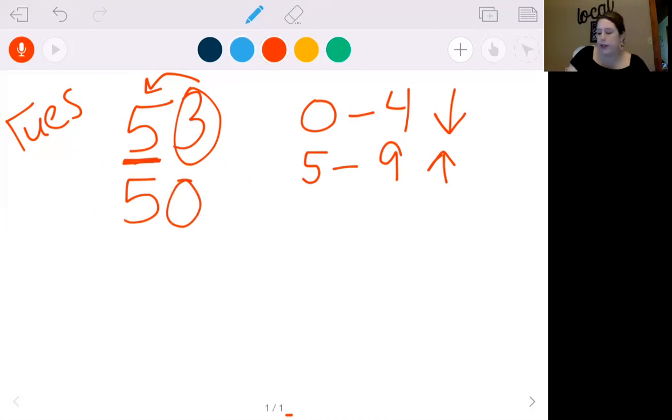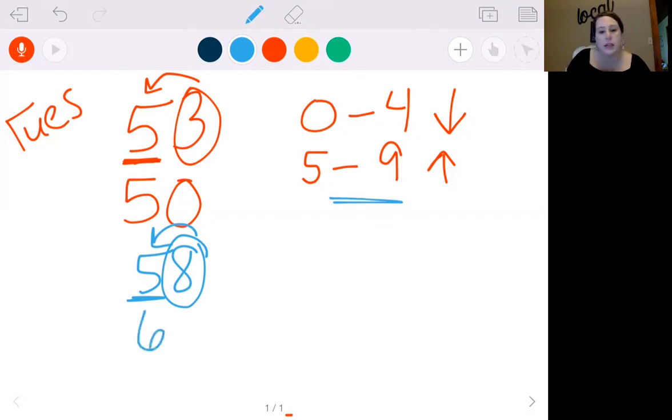Okay, let's look at 58. The nearest 10 is this 5 right here. We need to look at the 8 next to it. The 8 is between 5 and 9, so I go up. So what number goes up is this 5. What comes after 5 is 6. Then everything after it changes to a 0. So 58 is closest to 60.